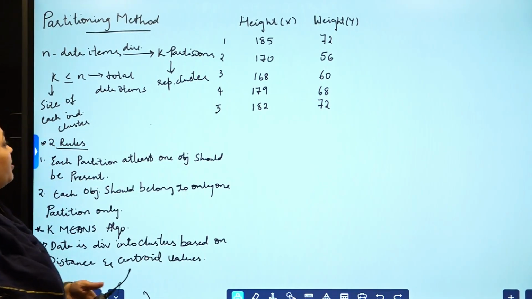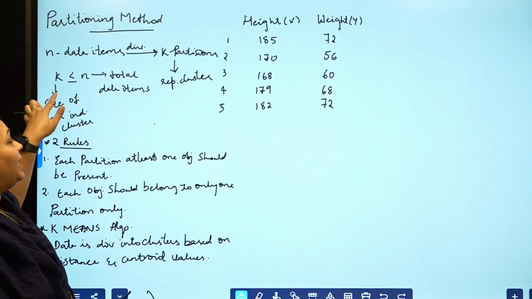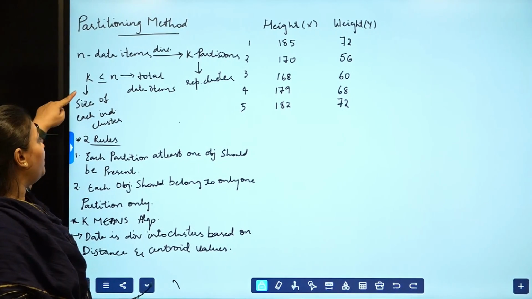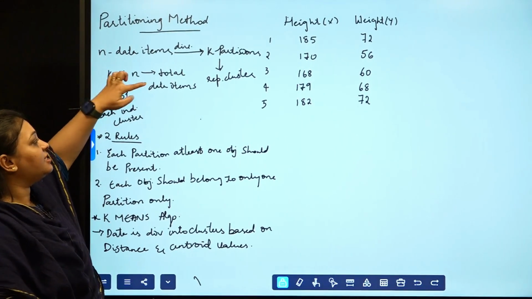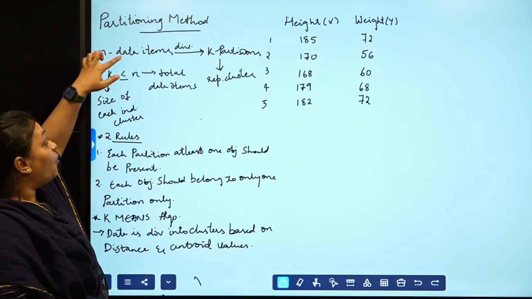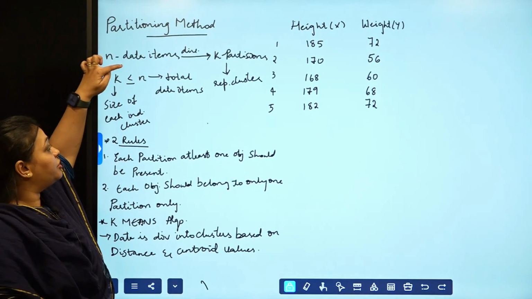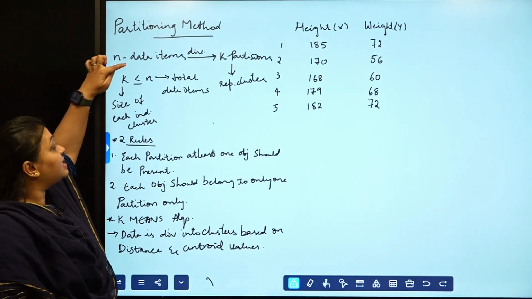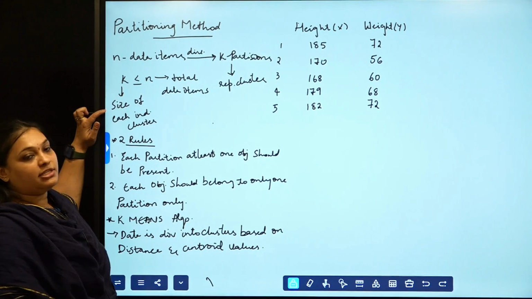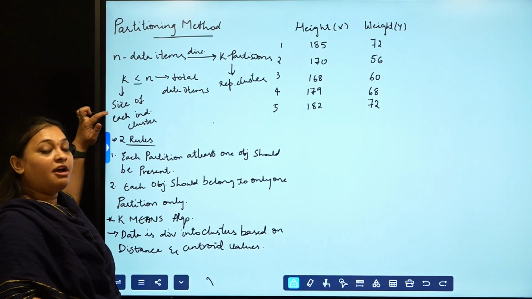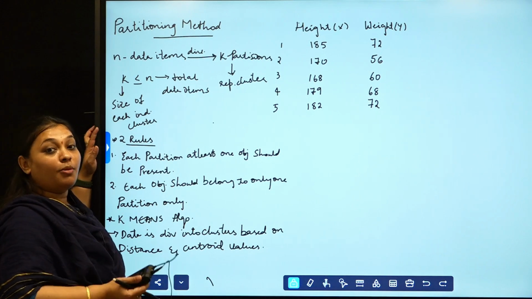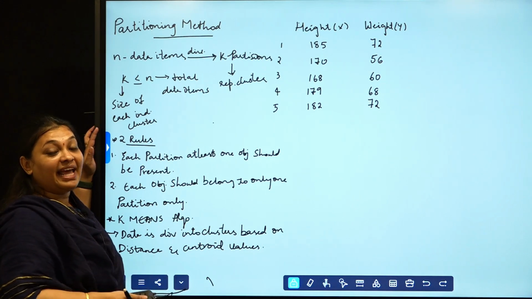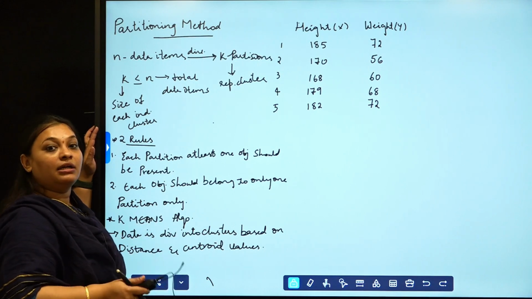Now you all have to remember that k should always be less than or equal to n. What do you mean by k? K is the size of each individual cluster, and n is the total number of data items. Whatever n number of data items you have, this should always be greater than the size of each individual cluster. Suppose I have 10 data items, then my cluster should not have all 10 in it. It should be less than 10.